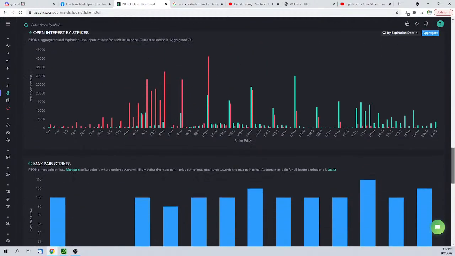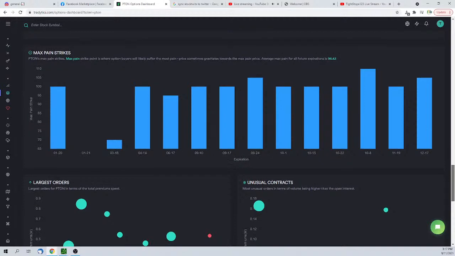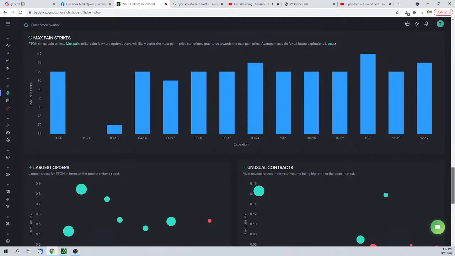Open interest by strike. Don't pay much attention to it myself. Max pain strike. It's the strike where you're likely to suffer the most pain. So the 917 100s is what it's saying has some higher pain. I don't know this very well on the pain part. I don't pay much attention to that.